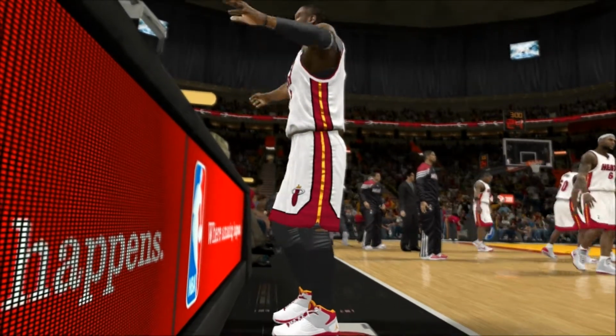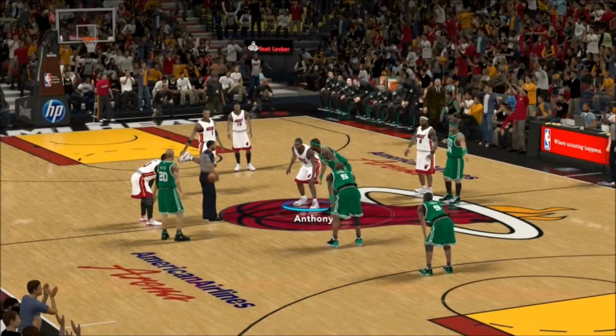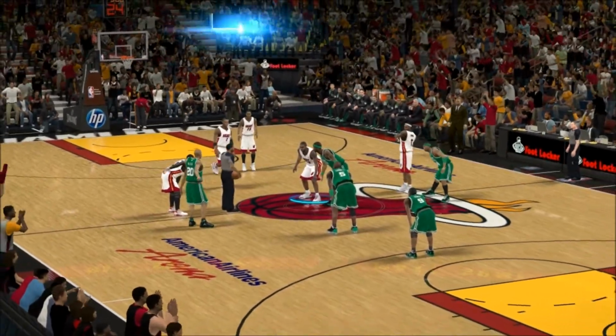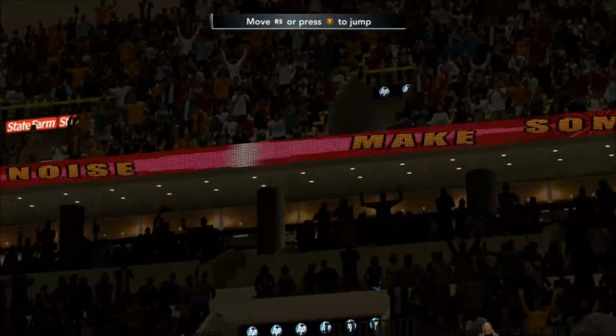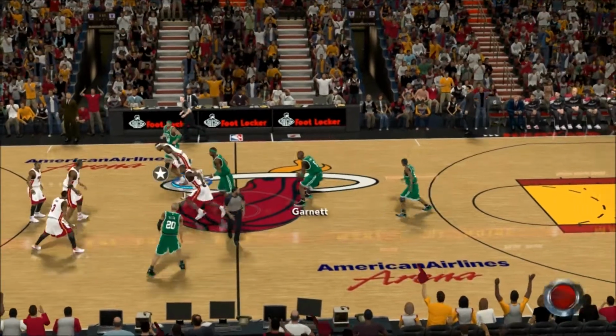I'm using an Xbox 360 controller instead of a mouse and keyboard because it's easier to control the players than using WASD and various other buttons to pass the ball, things like that.